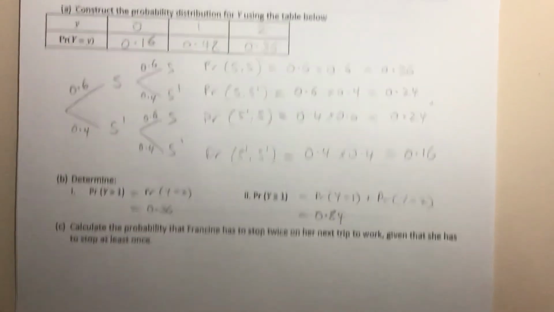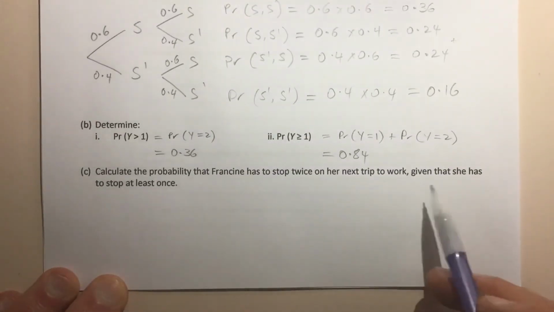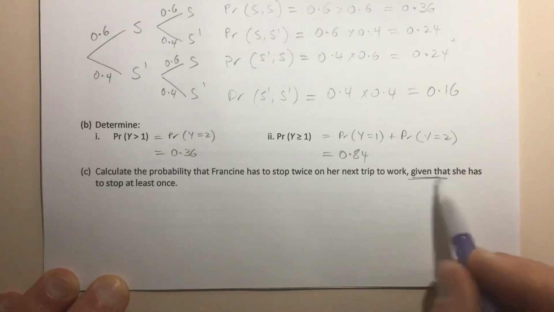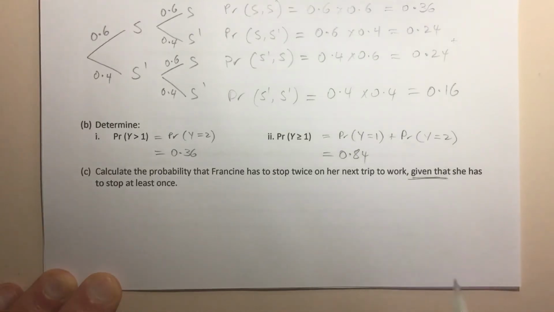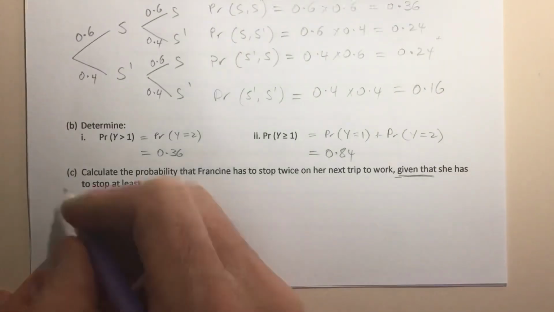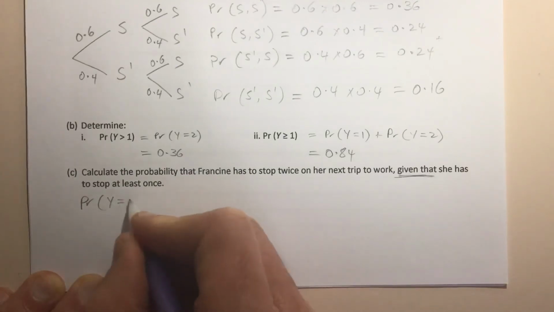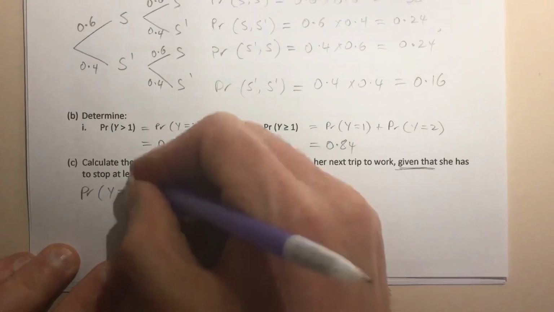All right, and calculate the probability that Francine has to stop twice on her next trip to work, given that she has to stop at least once. Now that phrase, given that, doesn't always have to be there, but it's commonly there in conditional probability questions. And as soon as we know it's a conditional probability question, my number 1 tip is to actually write the formula. So we're finding the probability that she has to stop twice, so the probability that Y equals 2.